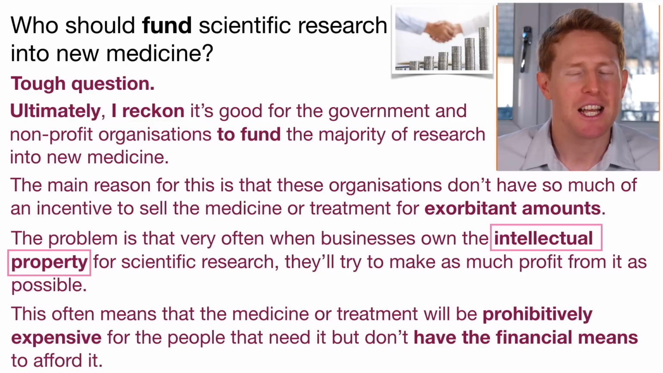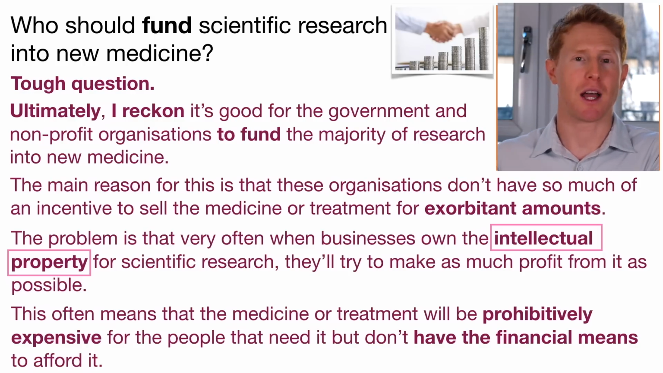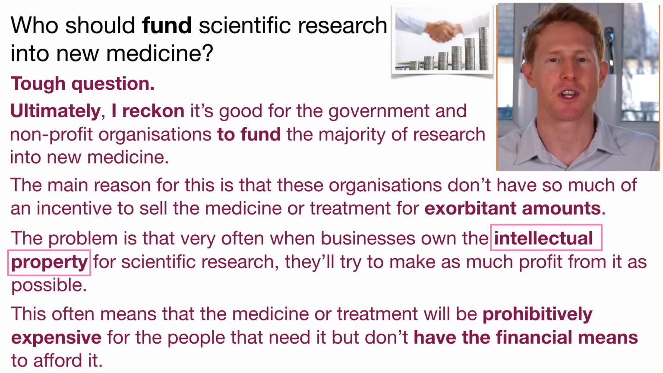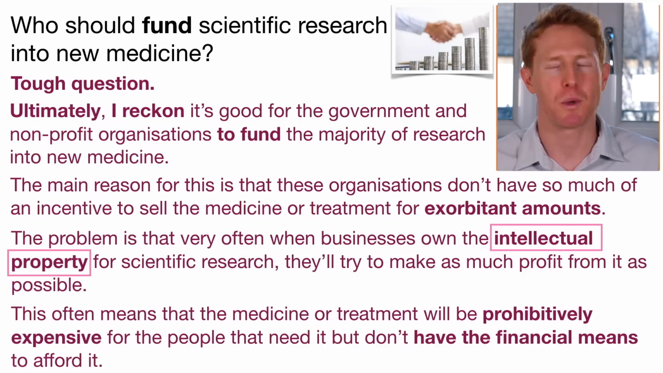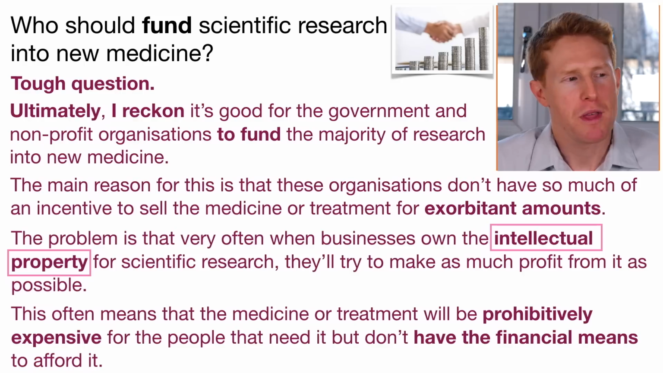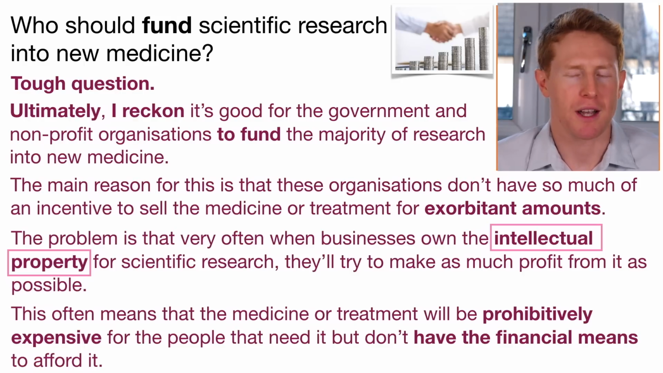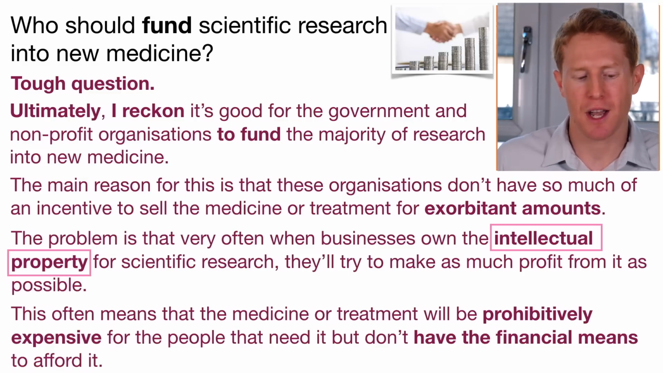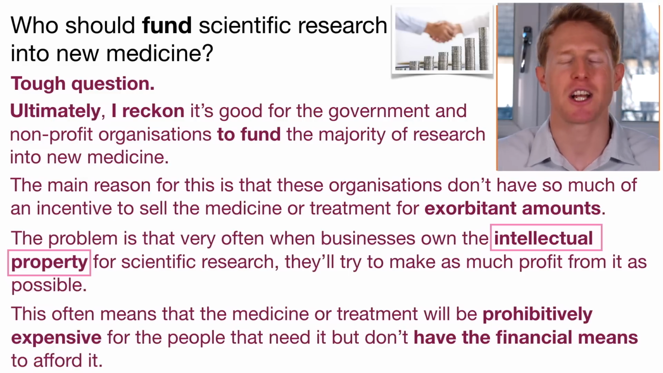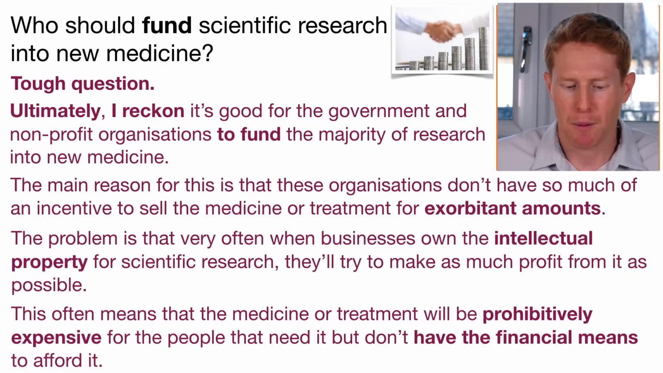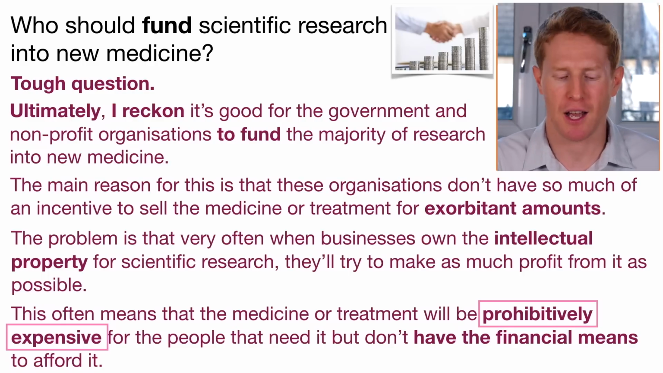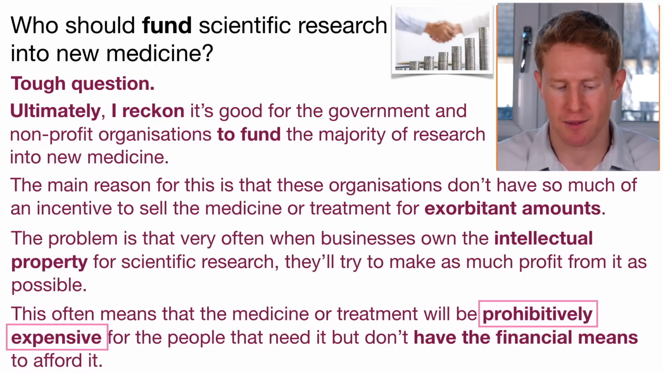We also have this phrase, intellectual property. So you can have physical property, like your home, your car, other objects in your house that you own, but you can also have intellectual property, which is how you own your ideas. So when a company comes up with an idea for a product or for a way of working, that is their intellectual property. They can own that idea. So owning an idea is intellectual property. Now we also have prohibitively expensive, which means extremely expensive. A little bit like exorbitant amounts that you saw earlier.